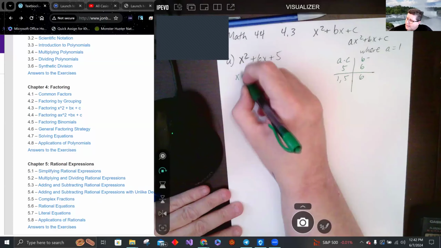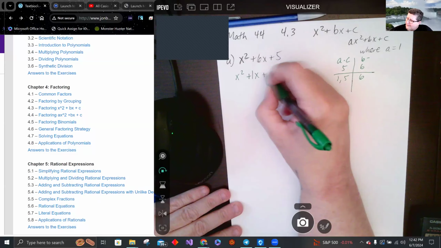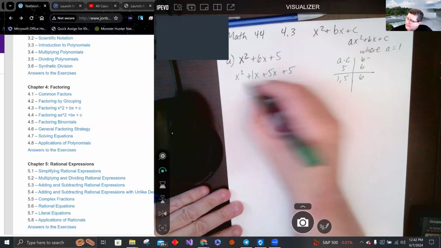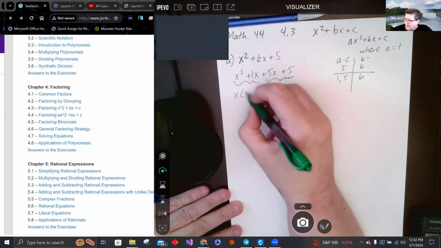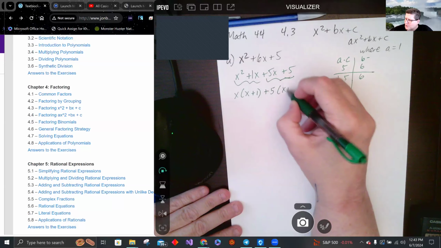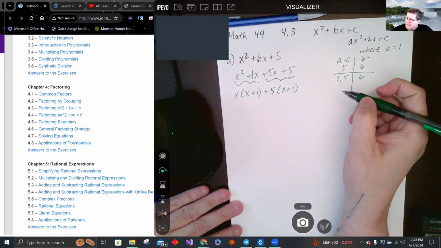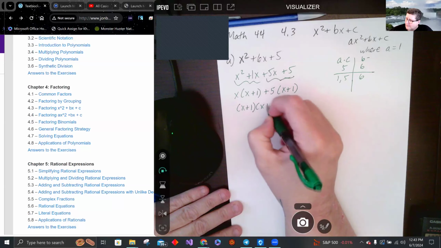So splitting this up, x squared plus x, or 1x, plus 5x plus 5. If I do by grouping, I have x plus 1. Here I pull out a 5 and I have another x plus 1. And I get x plus 1 times x plus 5.